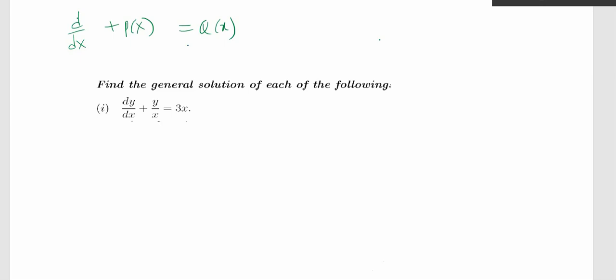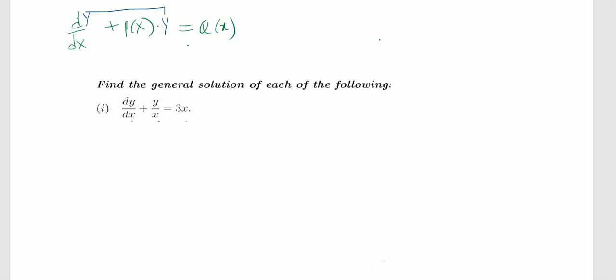So the general form of a linear differential equation in the variable y, that y is important. Here I am taking y and multiplied by y. So if dy and y are there on the left hand side of the equal sign like this, then we say this is a linear differential equation in y.